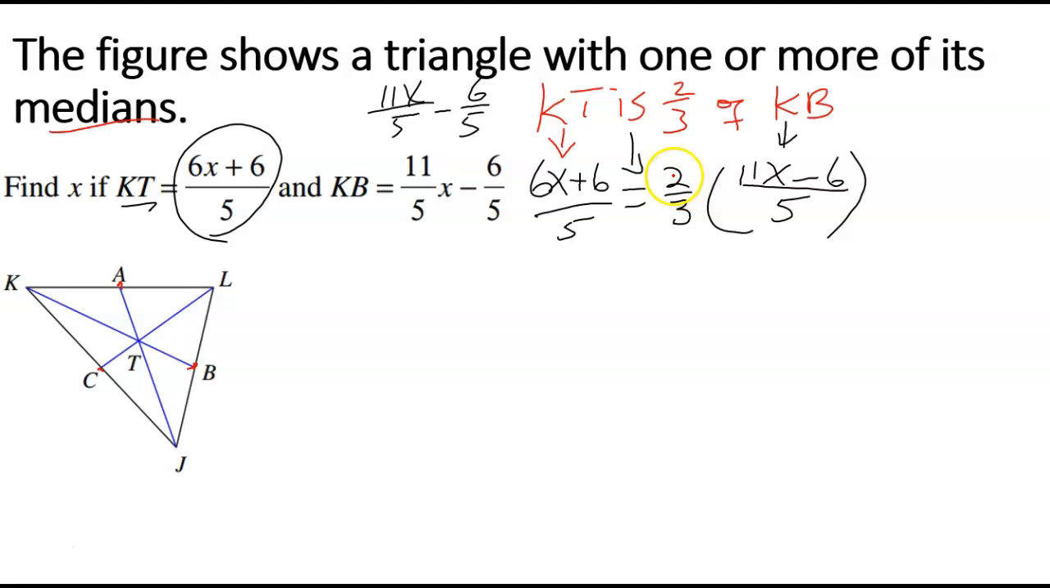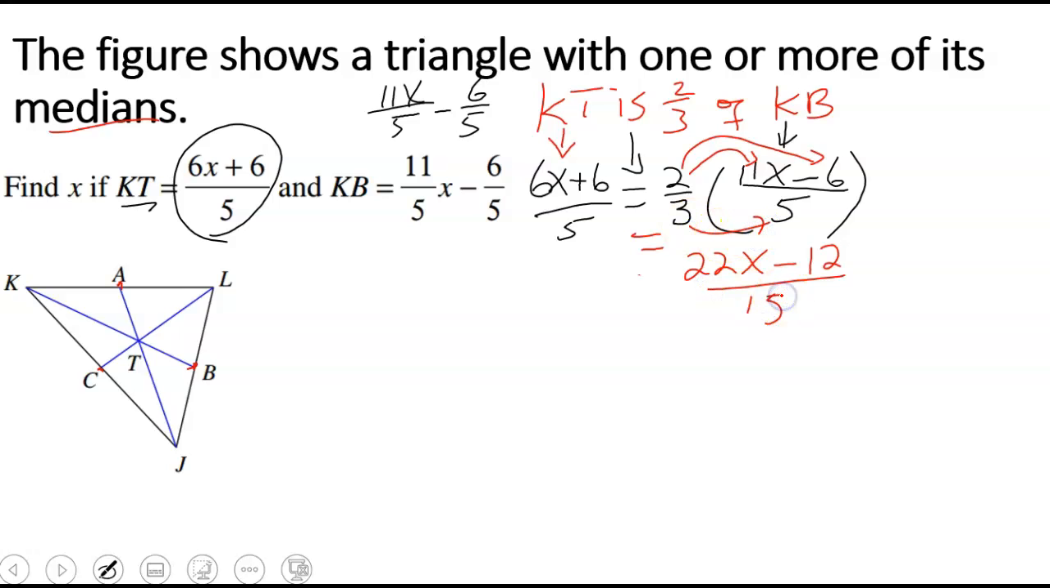This is multiplication, so multiply the top by the top: 2 times 11 is 22x, and 2 times negative 6 is negative 12, over 3 times 5, which is 15. That equals (6x plus 6) over 5. All right, so we're going to put this in parentheses, put that in parentheses, and then cross multiply. We will have 15.